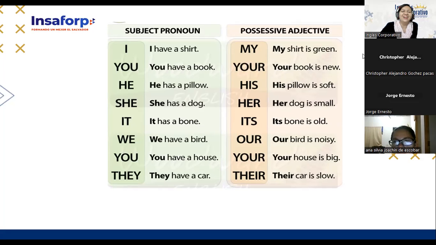Okay, Jennifer. Please share the examples. I'm getting sleepy. What about using our? Our country is beautiful. Yes, our country is beautiful.